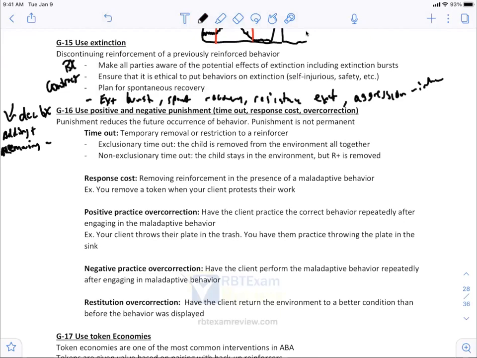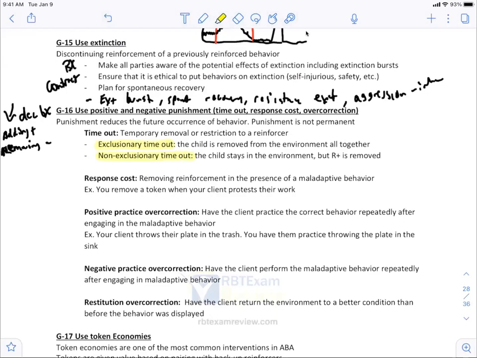What kind of punishments are we talking about? Well, we have timeout. We have a temporary removal or restriction to a reinforcer. We have exclusionary timeouts where the child is removed from the environment altogether. They're excluded from the peers, the environment where it took place. Or we have non-exclusionary timeout. It might be a barrier timeout where the child stays in the environment, but the reinforcer is removed. Very important that you know the distinction.